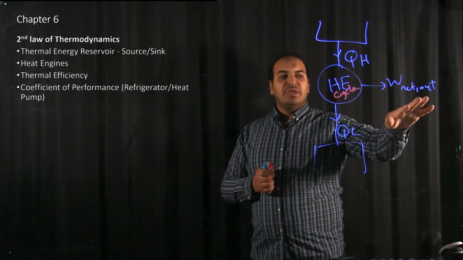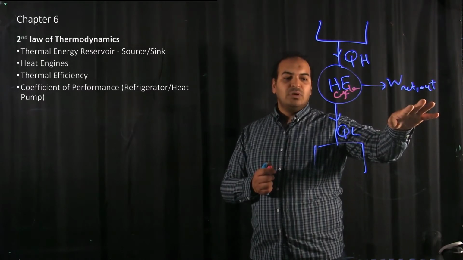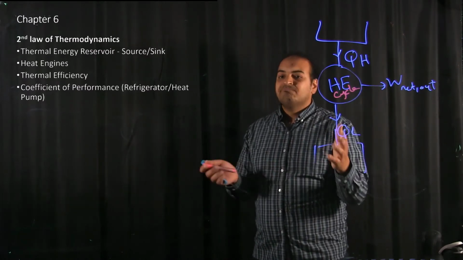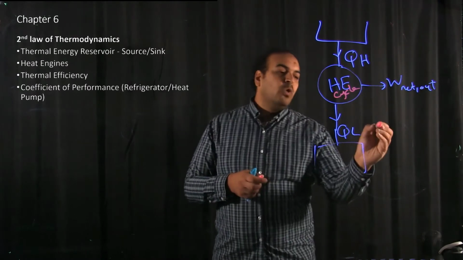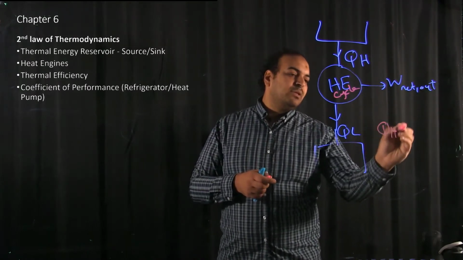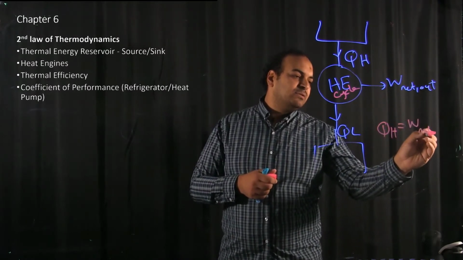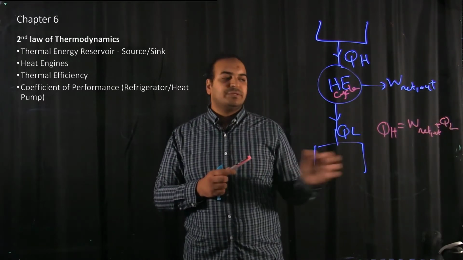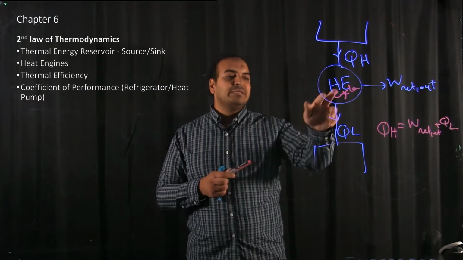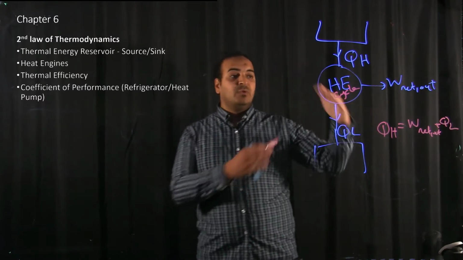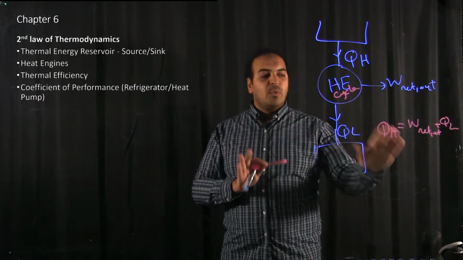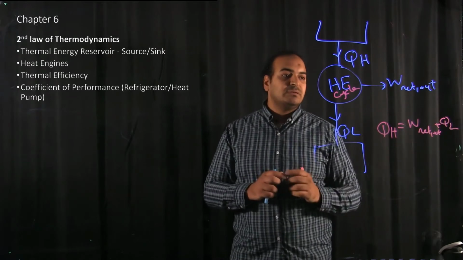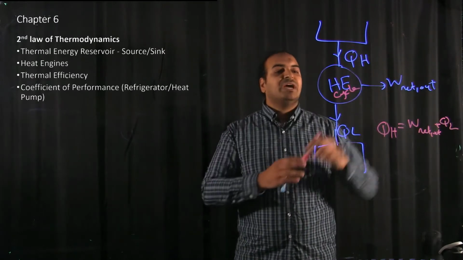Some of this power energy goes to net work, and some is dumped into the ambient, non-useful. So we always have Q high equal W net out plus Q low. That's always correct. Even if you replace this with a refrigerator or heat pump cycle, everything will be reversed, but the equation is still valid. First law of thermodynamics: energy in equals energy out.